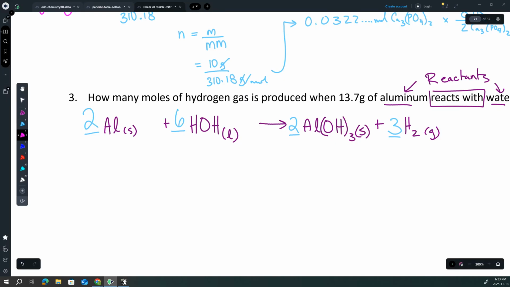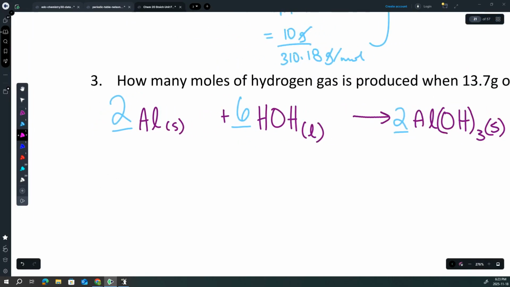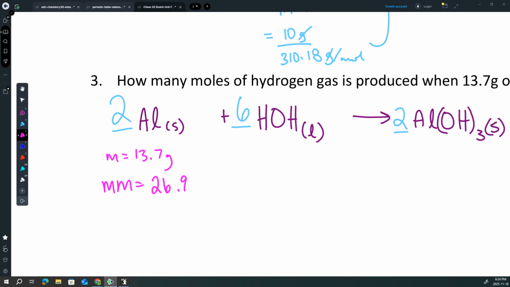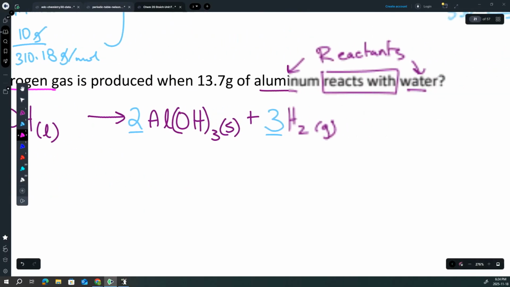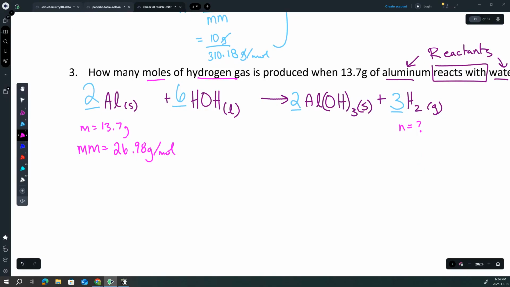Let's arrange our information here. So we got 13.7 grams of aluminum here. The molar mass for aluminum is 26.98 grams per mole. It asks us how many moles of hydrogen gas. So moles of hydrogen gas, we got no clue. All right, let's get rocking and rolling with this.